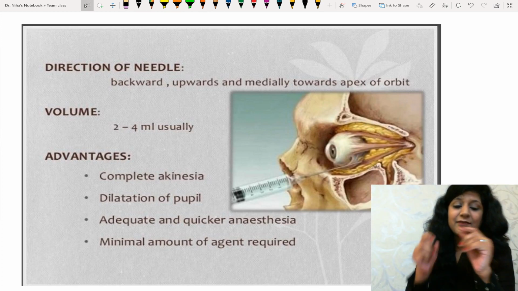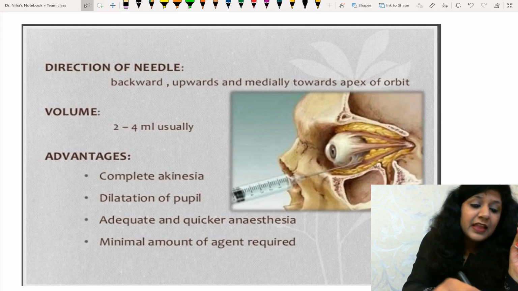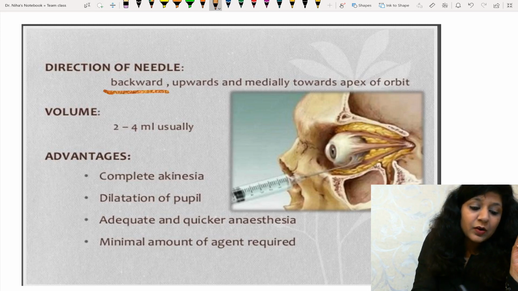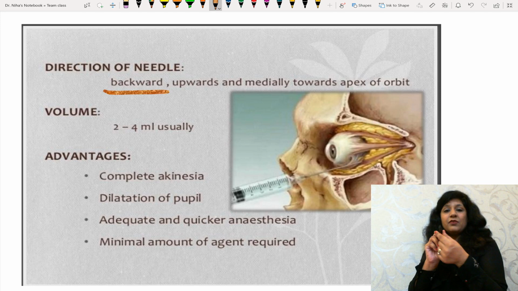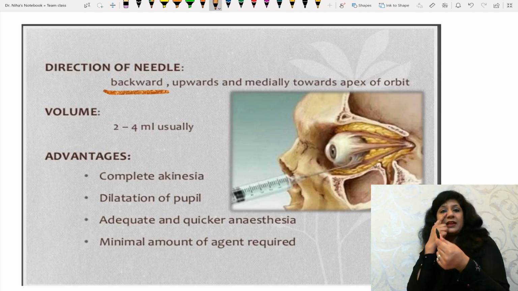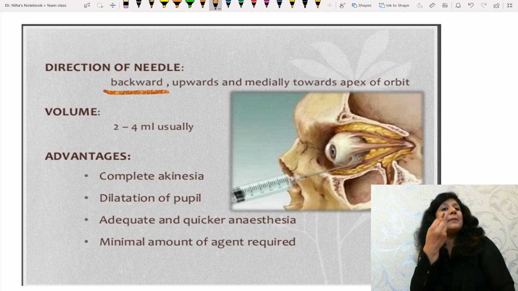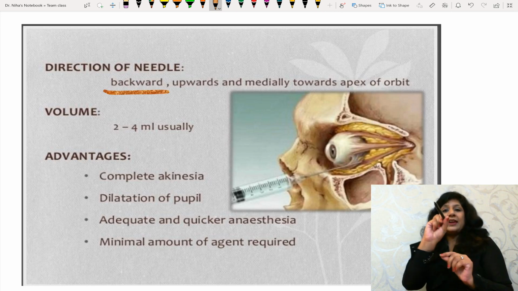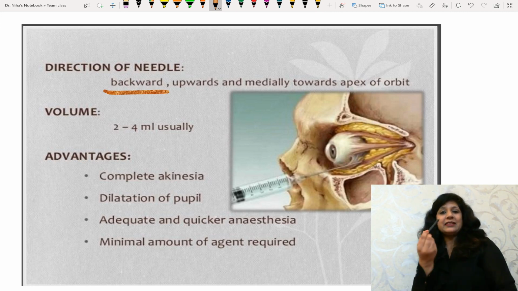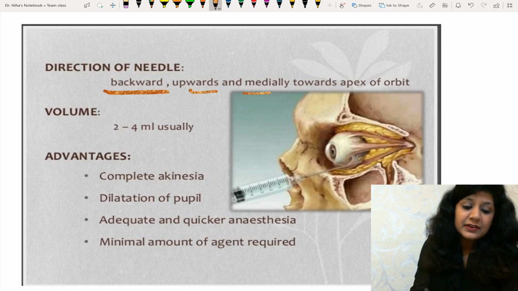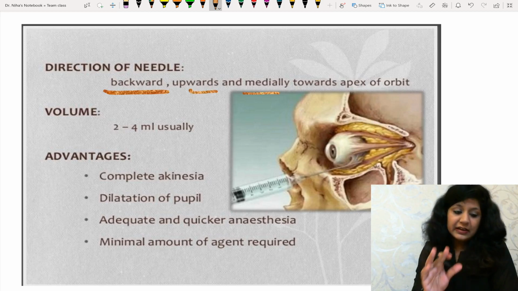As I say, when it is straight, at that time the needle is going straight and backward, and then when it is going upward, it has to go upward and medially. So first it is straight and backward, and then it is going upward and medially. You have to be very clear about this.